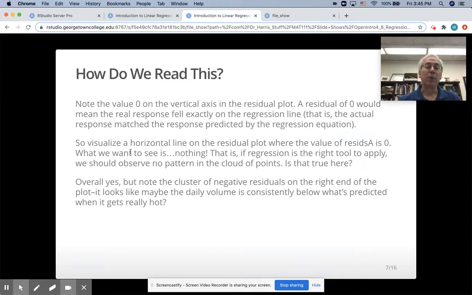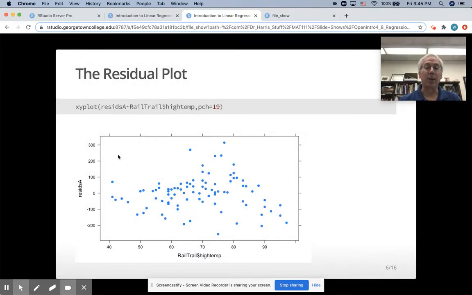And so the question then is, if I go back here and look at this, what do I want to see in a residual plot in terms of scatter about residuals equal 0? And the answer is I want to see nothing. I want to see no pattern. I want to see just a cloud of points. And to a certain extent, I've got that here.